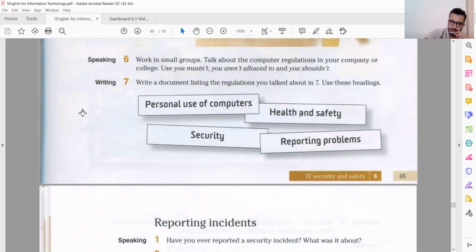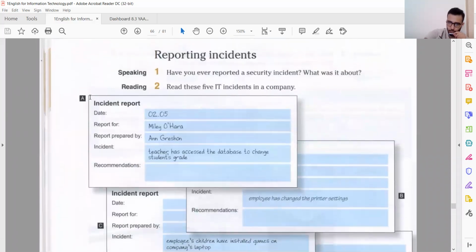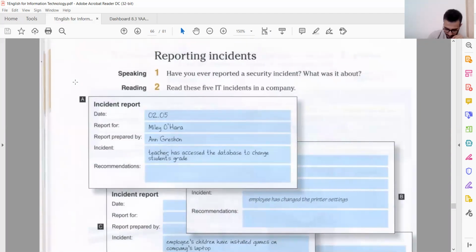Let's move to the next and the last lesson, reporting incidents.